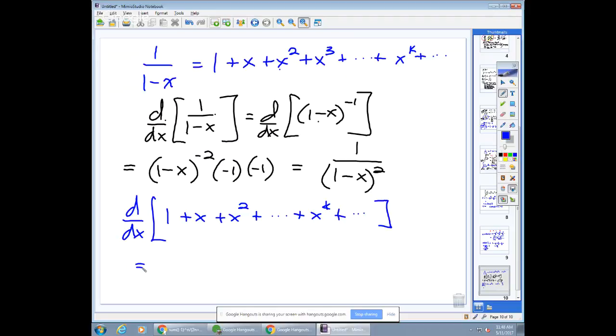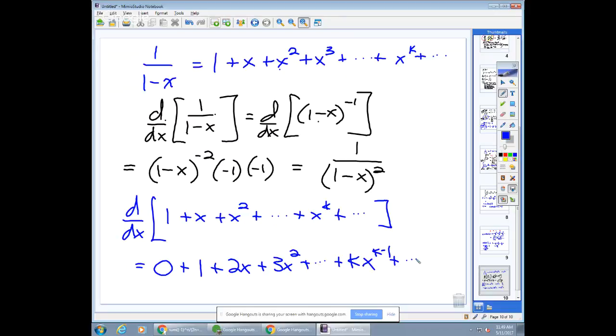So, well, derivative of 1 is 0, and derivative of x is 1. X squared, that would be a 2x. I left off the x cubed, but I'm going to write it in. That would be 3x squared. Derivative of x to the k should be kx to the k minus 1. Keep going.